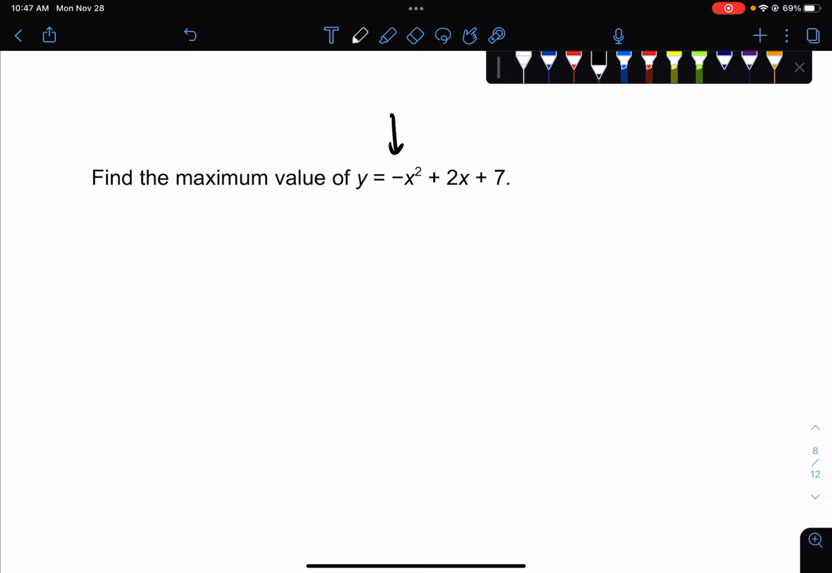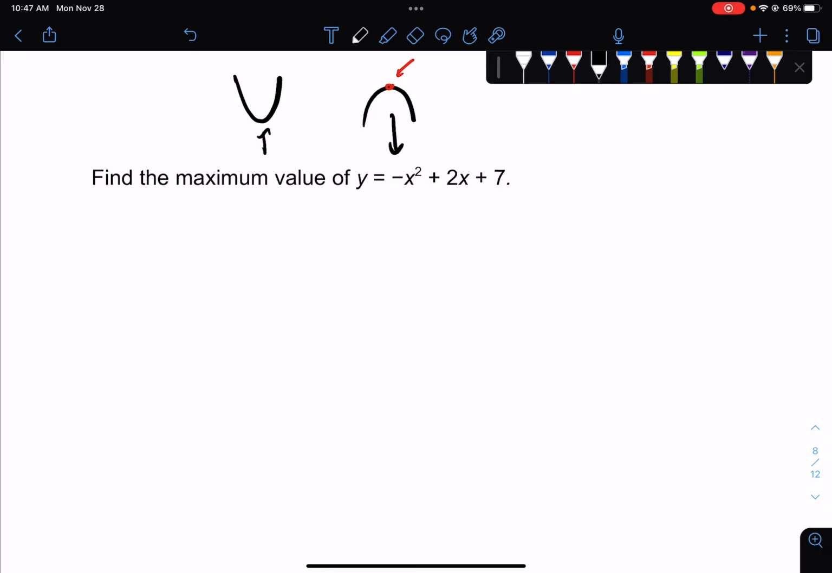If that was a positive x squared, then I know my parabola would look like this, so I would have a minimum. If I have a negative x squared, my parabola is upside down, which means instead of a minimum, I'm going to have a maximum. All right? So there are so many different ways to do this. Here's how I deal with the negative. All right? I change it.